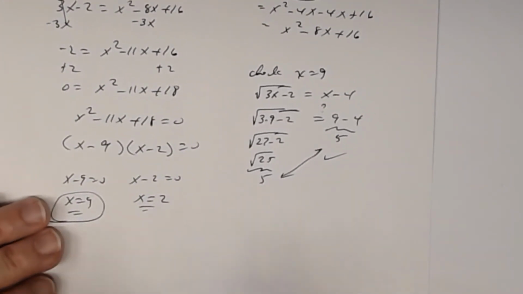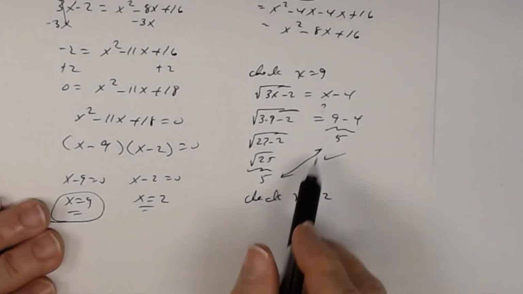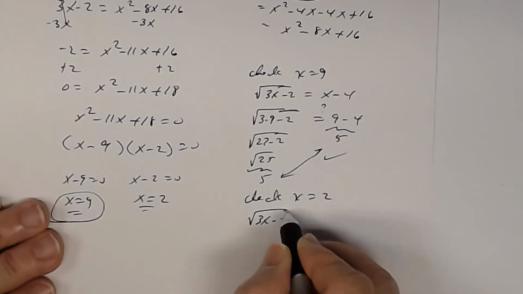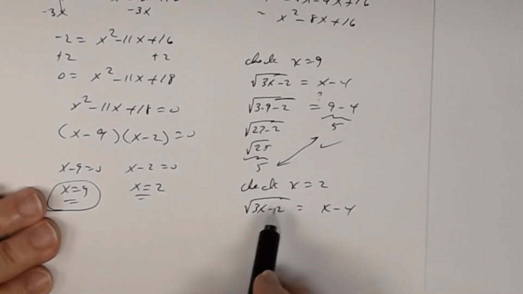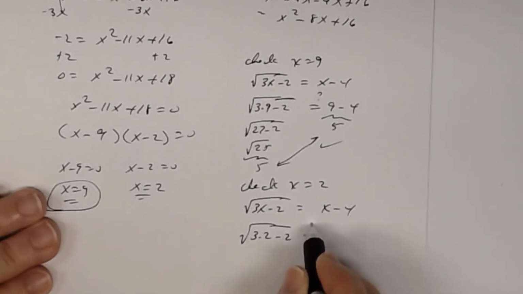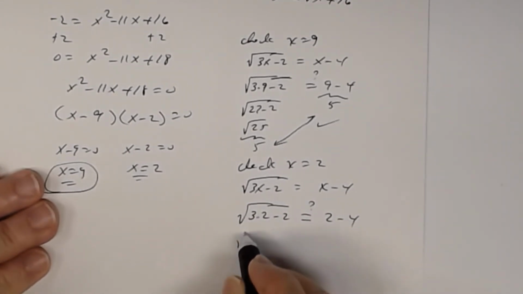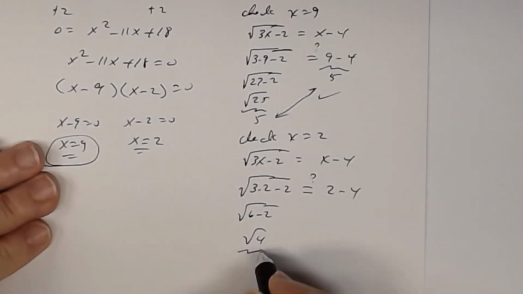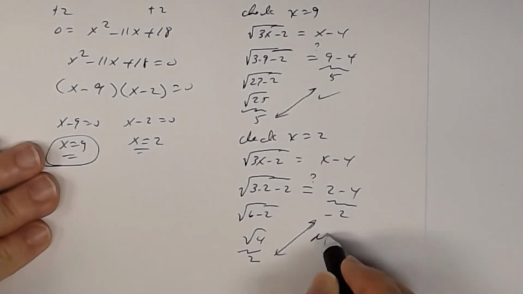Now let's check x equal 2. So that you have to show this. So the original equation was the square root of 3x minus 2 equals x minus 4. And so wherever we see the variable x, I'm going to substitute 2. So I get the square root of 3 times 2 minus 2. And I want to see if that's going to equal 2 minus 4. Well, 3 times 2 is 6. So the square root of 6 minus 2. 6 minus 2 is 4. And so the square root of 4 is 2. But 2 minus 4 is a negative 2. Those are not equal.